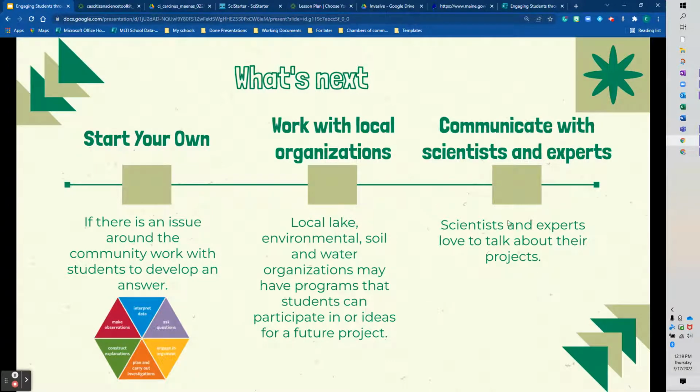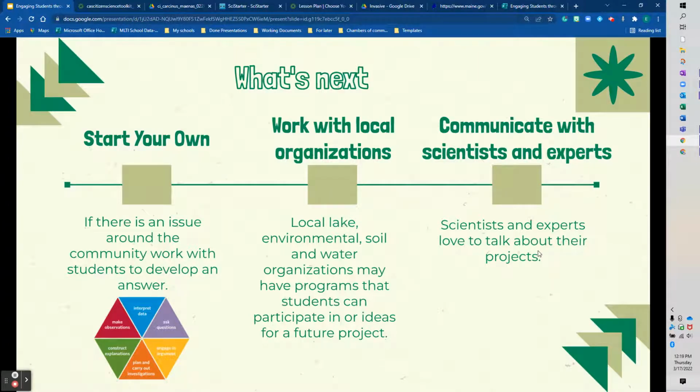And then the other thing you can do with this is, if you already have done a citizen science project and you want to extend it just a little bit further, the experts and the scientists who do these things love to talk about their projects. I've had lots of people in invasive species research come in and speak to my students about the impact that invasives have. A lot of times, too, it'll connect up to the citizen science program that you're doing, and then you really have that great connection between this, right?